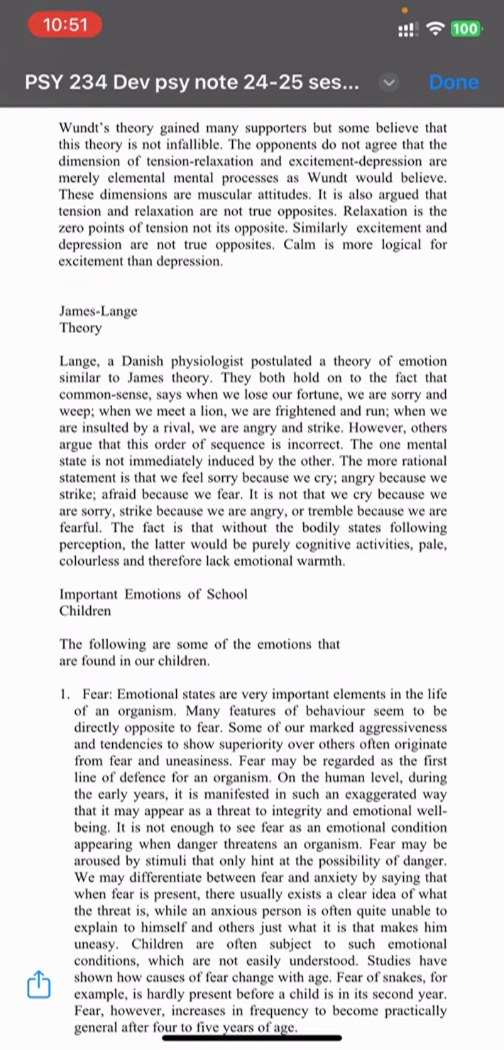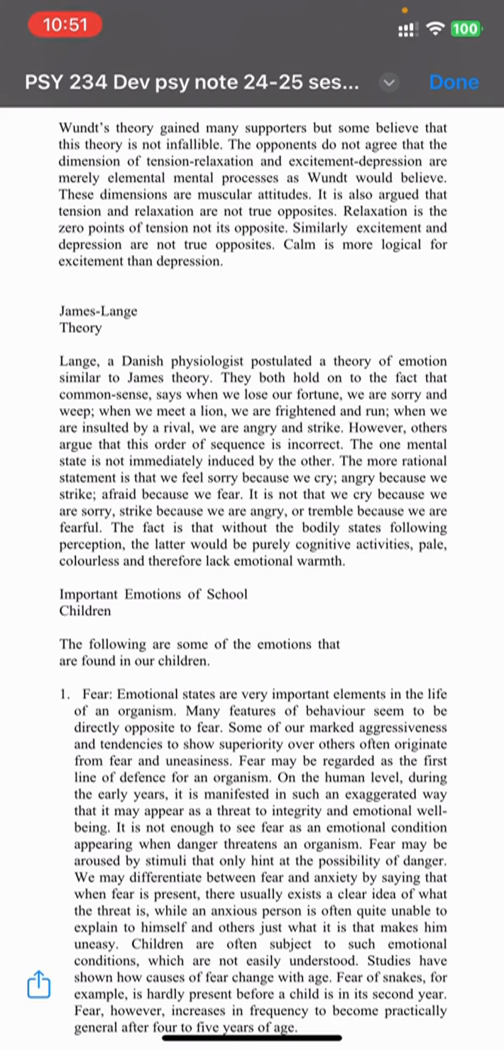Now, however, others argue that this order of sequence is incorrect, that one mental state is not immediately induced by the other. The more rational statement is that we feel sorry because we cry, angry because we strike, afraid because we fear. It is not that we cry because we are sorry, strike because we are angry, or tremble because we are fearful. When I read that the first time, that didn't make sense, so I had to go and look for material from somewhere else.